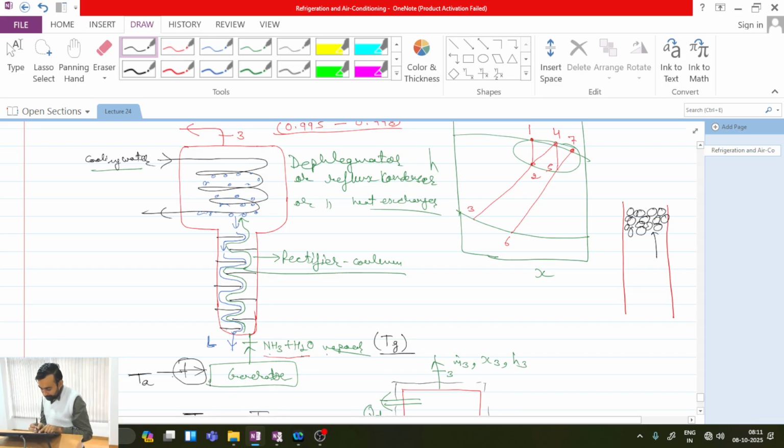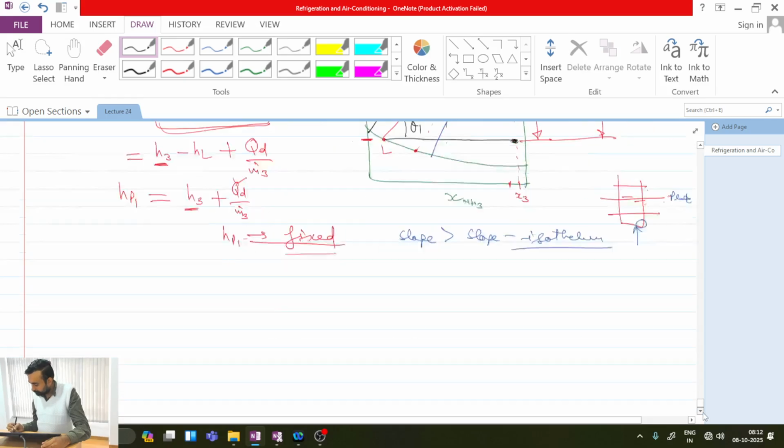So whatever vapor is going up, if I also pass this strong solution through this type of plates, then ultimately this vapor can transfer heat to the strong solution coming from the absorber, and because of this heat exchange process, the load on the generator will be reduced further. At the same time, enrichment of ammonia will also happen. Is this one clear?